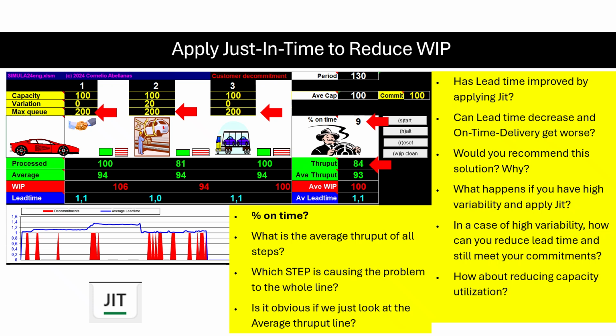Has lead time improved by applying JIT? Can lead time decrease and on-time delivery get worse? Would you recommend this solution? Why? What happens if you have high variability and apply JIT? In a case of high variability, how can you reduce lead time and still meet your commitments? How about reducing capacity utilization?